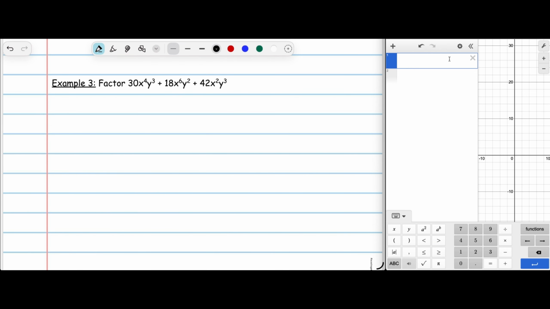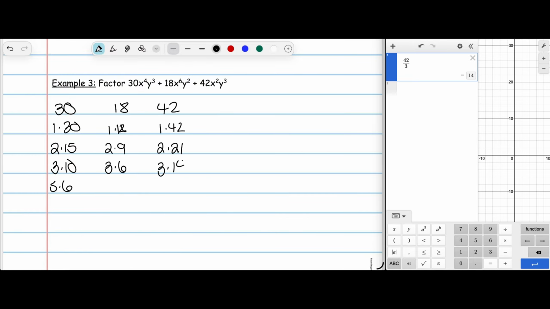So when we do that, the numbers that we've got to find the GCF for first are 30, 18, and 42. The number that they share in common for all three is 6. That's the biggest number that they share in common. So now that we know that, we can start our GCF with 6.